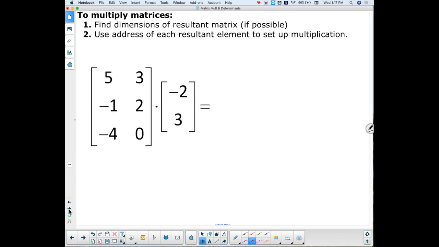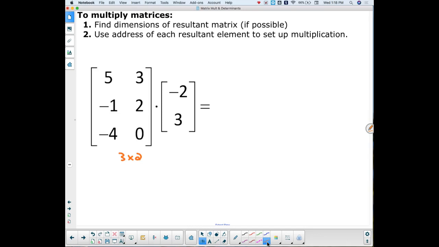Let's get into it. So that's the first thing that we got to do when we multiply matrices. We've got to find the dimensions of our result, because that's going to tell us if we actually get a result or if we're just done because we can't go any further. Okay? So on this left matrix, what are the dimensions of just the left one? 3 by 2. 3 rows, 2 columns. Rows by columns. Everything is rows by columns.